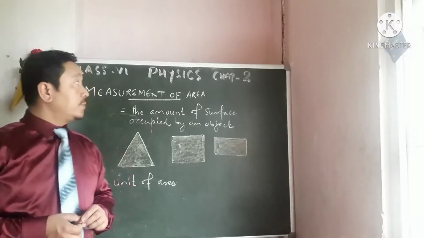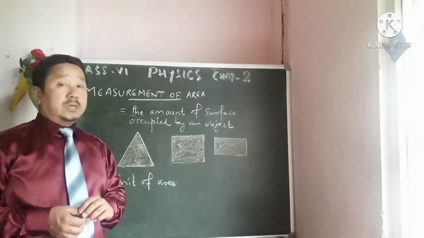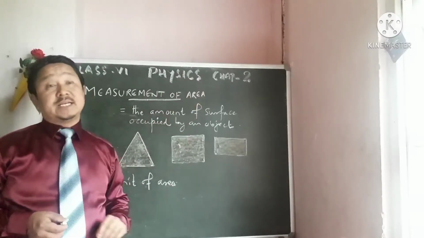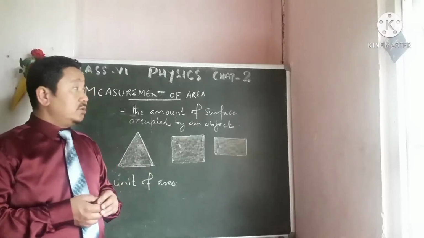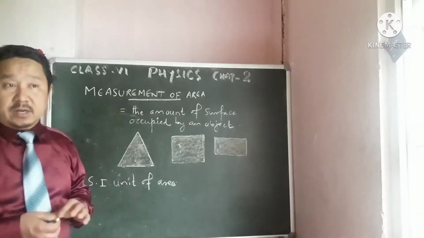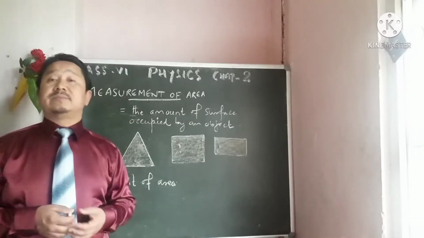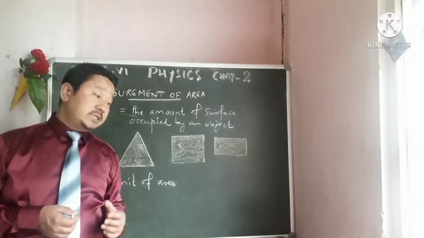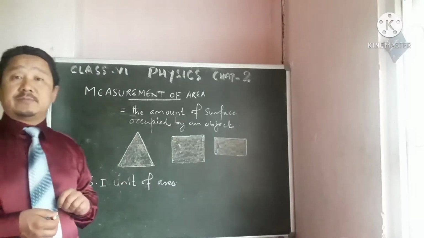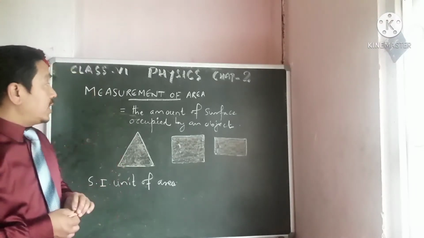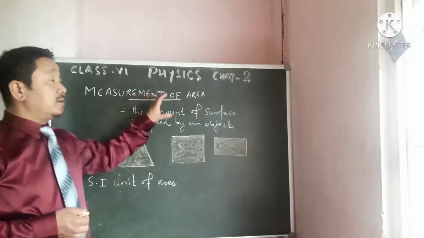Dear children, I am here again with physics, with the continuation of chapter number 2, that is measurement of area. In the last session we talked about the measurement of temperature, where we discussed the definition of temperature and the devices to measure it. I hope you all have understood it. Now we are in the next portion of this chapter, called measurement of area.